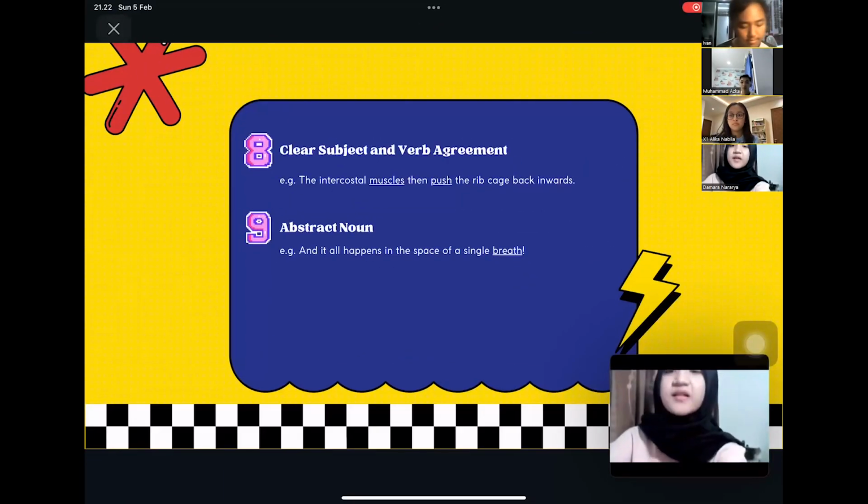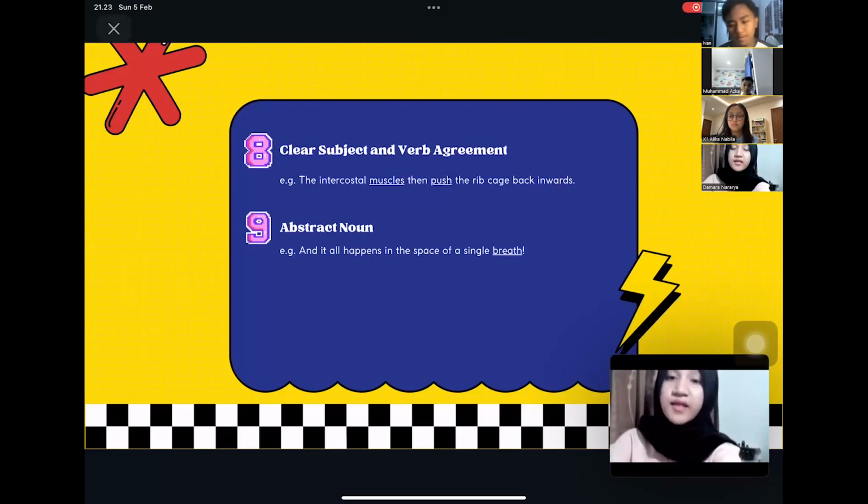Then there is clear subject and verb agreement. Just as a strong verb is a specific, descriptive verb used in writing, a clear subject also makes it clear who is doing the action, followed by verb agreement that must match the number, person, and gender of the subject. For example, the intercostal muscles then push the rib cage back inwards.